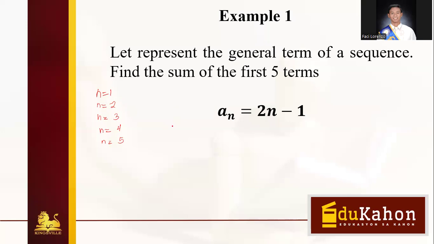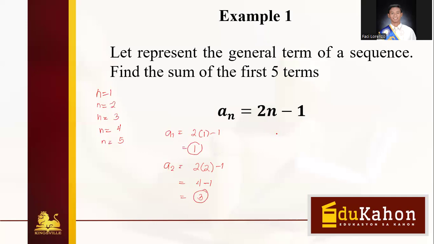Let's try to substitute. So a sub 1 is just equal to 2 multiplied by 1 minus 1. So we know that a sub 1 is 2 times 1 is 2. 2 minus 1 is already 1. So your first term here is 1. How about for a sub 2? So a sub 2 here is 2 multiplied with the value of n, which is 2, minus 1. So 2 times 2, that is 4. And 4 minus 1, this is equal to 3. So meaning your second term for the sequence is positive 3.